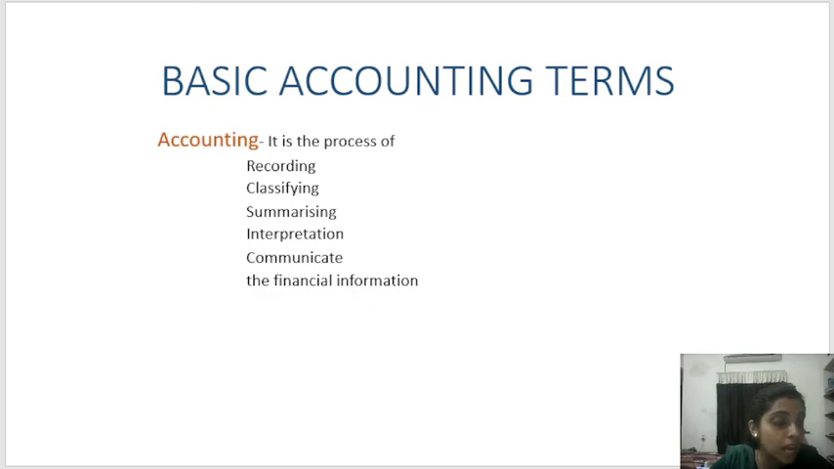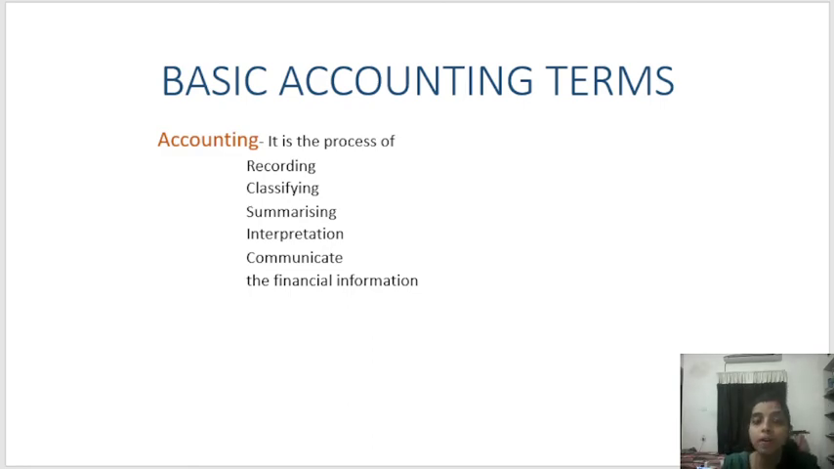Next one is the classify. After that he will classify. What will happen in the business, he will classify that. He will write all the expenses on the left side and all the income on the right side. He will classify which one is the expense for the business, which one is the profit for the business. He will classify everything in the books of the account.